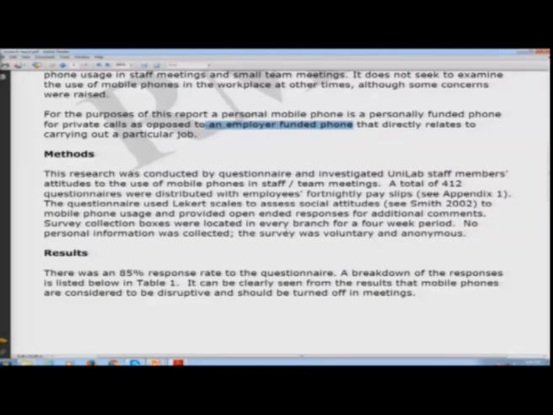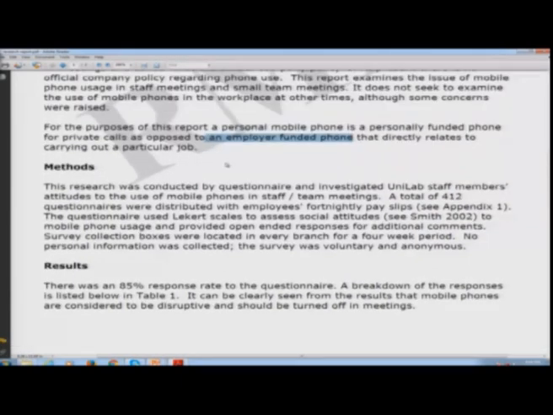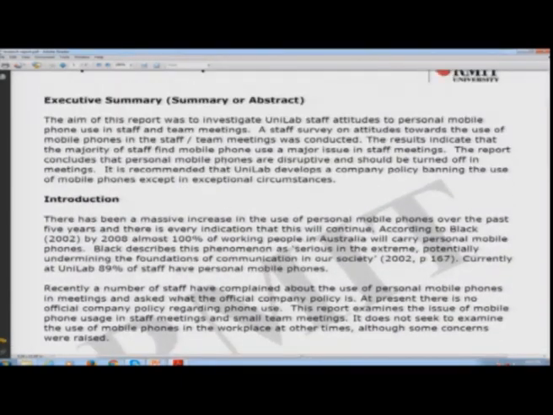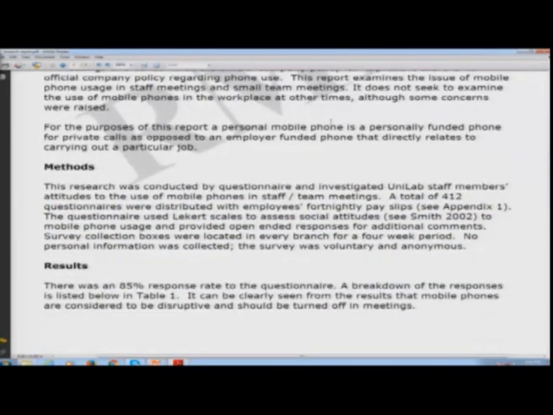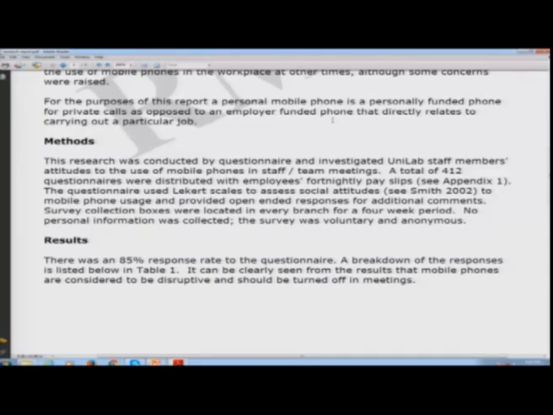So, this is about the research methodology. So, how they went about it? We saw earlier that this was a survey. Now we have details about it. The researchers designed a questionnaire, and the number here is 412. These were given to probably all employees, but the survey was voluntary and anonymous.